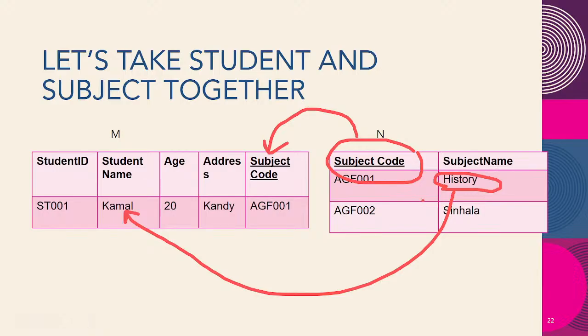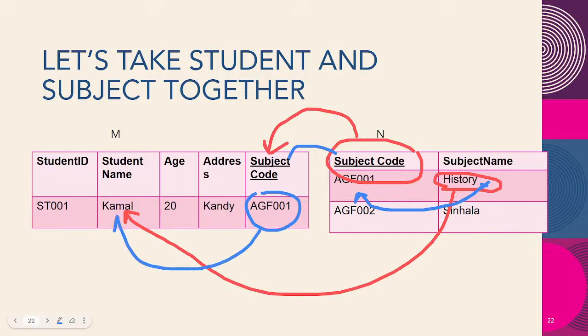because we can map here who has done the history. So you start from here. What is the code of the history? AGF1. Now we will go to here and search for AGF1. So you will have AGF1 here and you can take the name Kamal. So you can map.